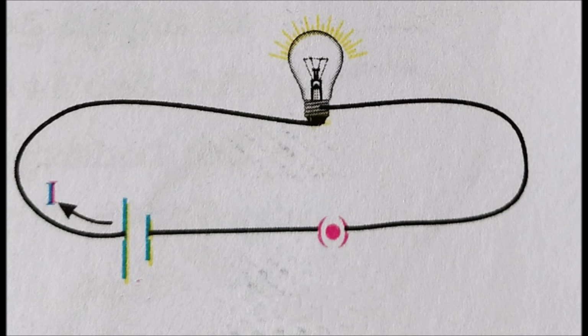Here green lines are there. That means long terminal called positive terminal, short terminal called negative terminal. Positive terminal connected to bulb and negative terminal connected to key. Current is flowing from positive terminal.